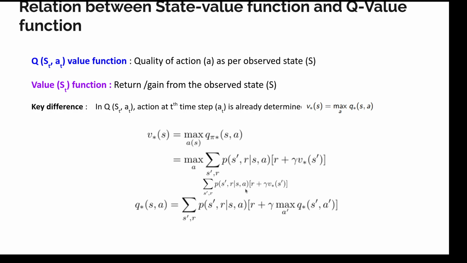So what we are doing, we are just opening this equation. Max of A, let it be. We are opening this: what is q pi star SA? What will be the value of action A for a given state S? So we are saying fine, we are doing here a maximum likelihood estimation.